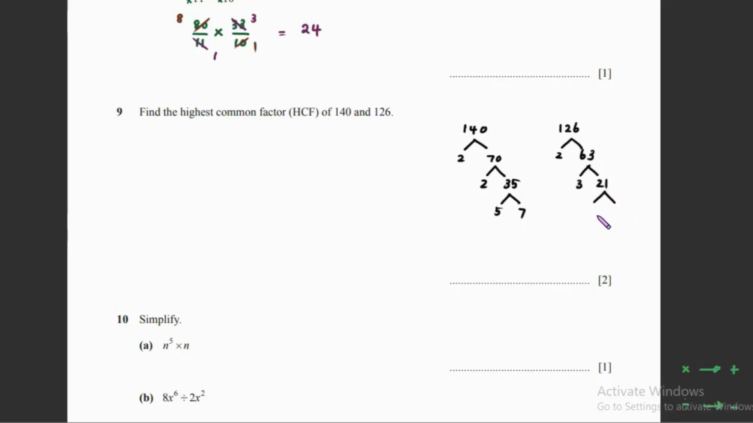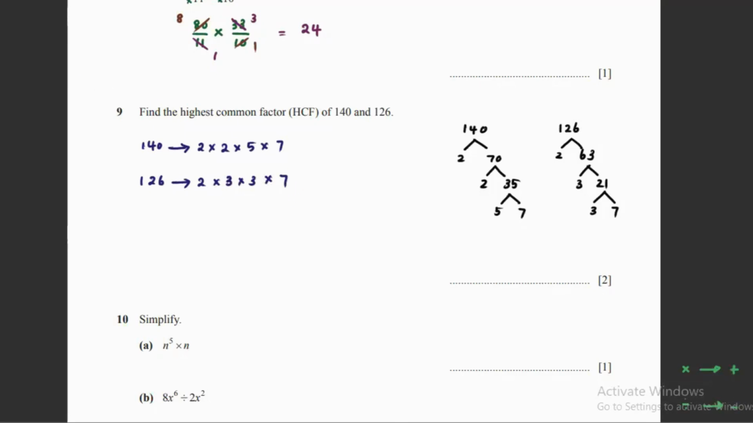I can divide this 21 by 3 as well, which gives us a 7, which means this 140 that we have here, I can write this 140 as a product of prime factors as 2 times 2 times 5 times 7. The same way, this 126 also can be written as 2 times 3 times 3 times 7.